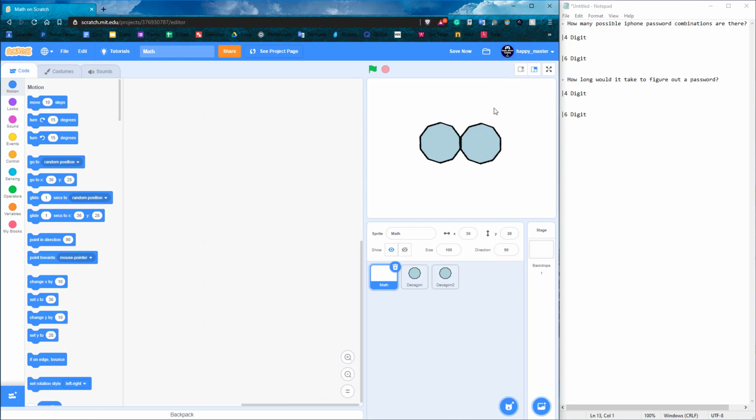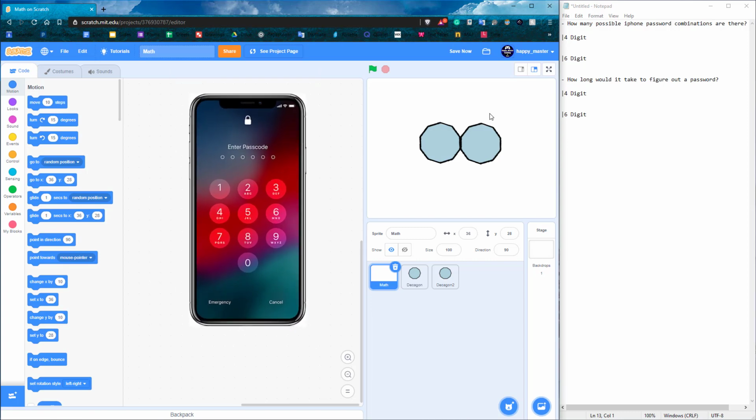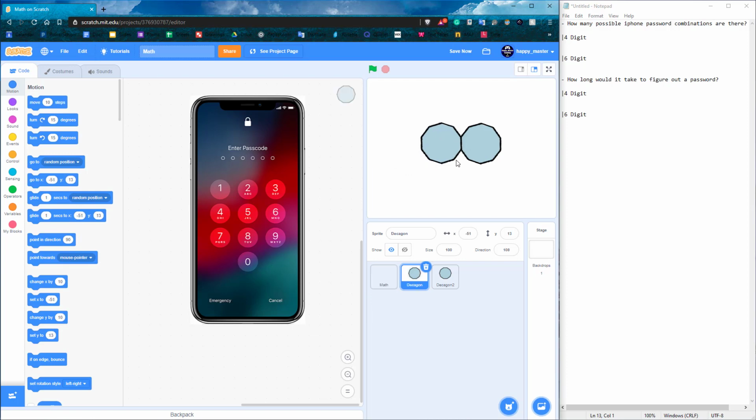I'm going to be talking about the 4-digit one, and let's calculate how many different possible iPhone password combinations there are. If you think about it, the iPhone has 0 through 9 on the number keypad, so that's 10 different numbers it can have. I have right here a decagon, and it has 10 sides: 1, 2, 3, 4, 5, 6, 7, 8, 9, 10. There are 2 of them, and I can move them around like this. Each side represents a number in the passcode.